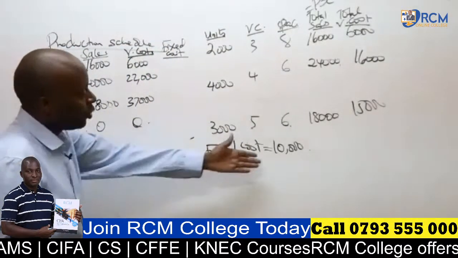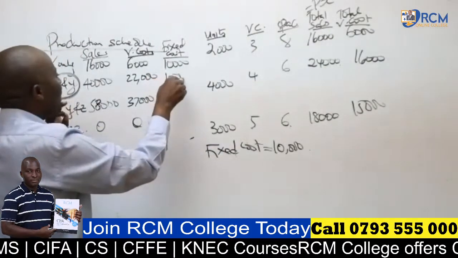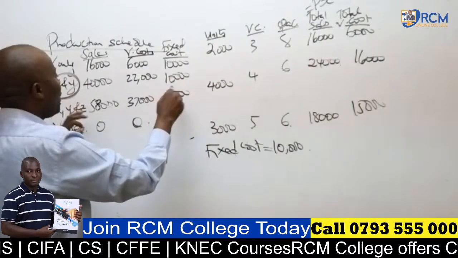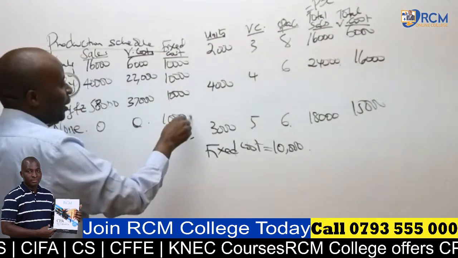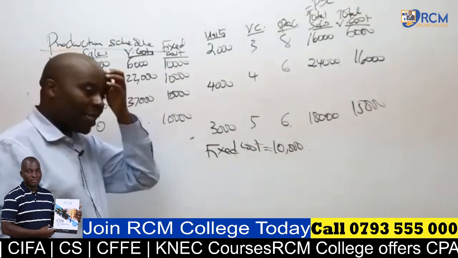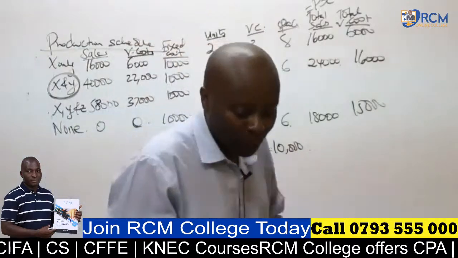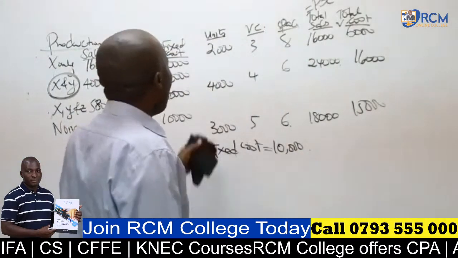So the fixed cost, you give me a figure of 10,000 across the board, regardless of whatever I decide to produce. Even if I have 0 students, rent for the studio has to be paid. It is constant.